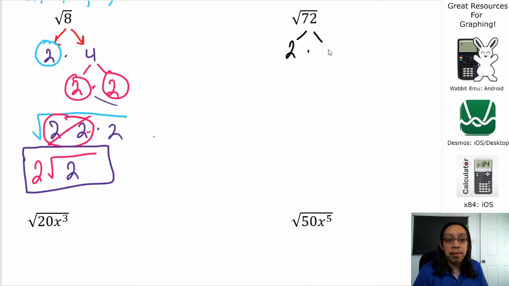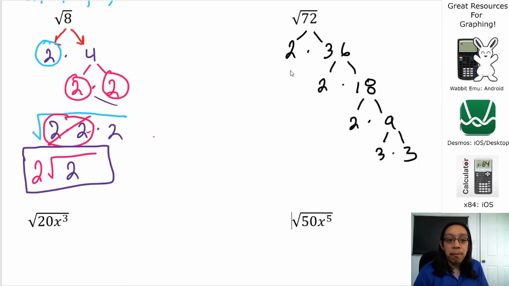So for example, 2 times 36 will give me 72. I can split off 36 into 2 times 18. I can split off 18 into 2 times 9. And I can split off 9 into 3 times 3. So we're going to go ahead and do the same thing. We're going to circle all of the prime numbers that are given to us.